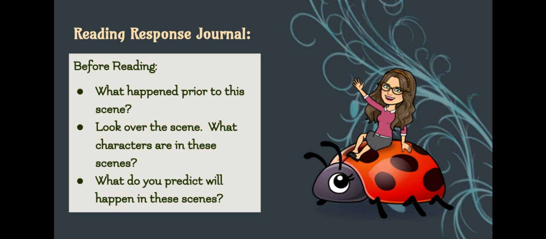Prior to reading the text, you're going to answer the questions in your reading response journal. What happened prior to this scene? Look over the scene. What characters are in these scenes? What do you predict will happen in these scenes? The scenes that we're talking about are scenes 4 and 5 of Act 3. You will have 5 minutes to answer these previewing questions in your reading response journal.